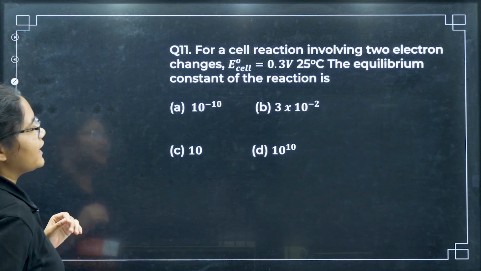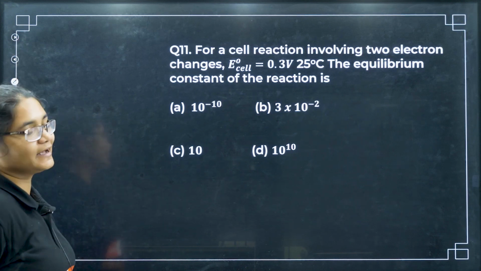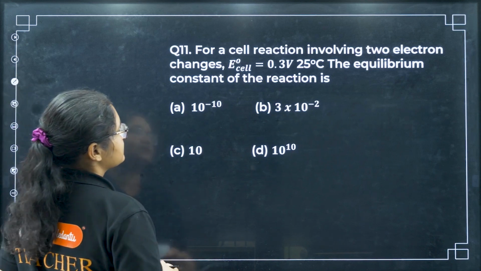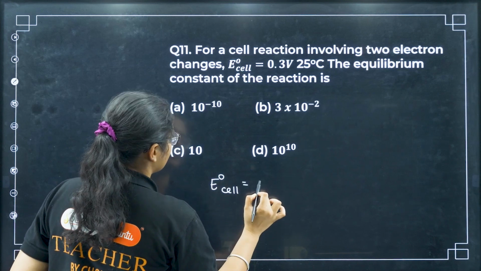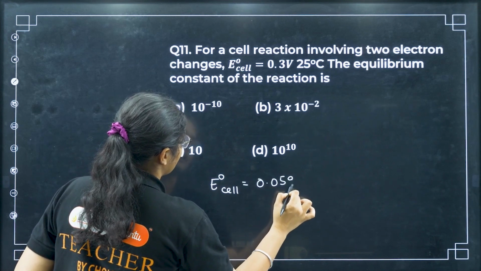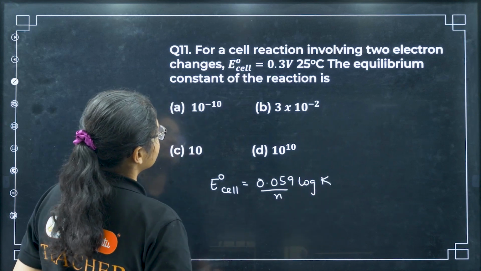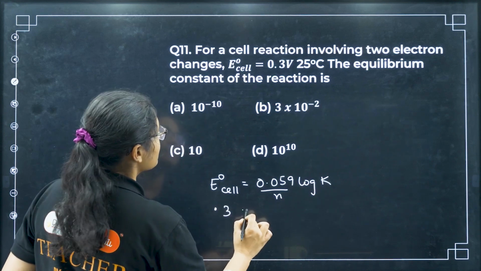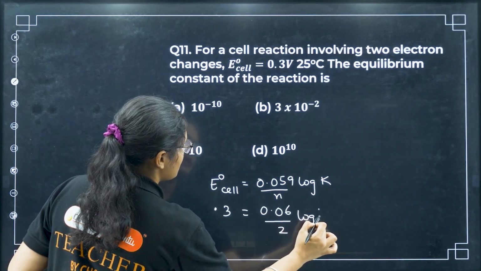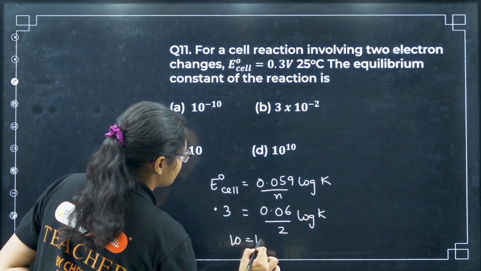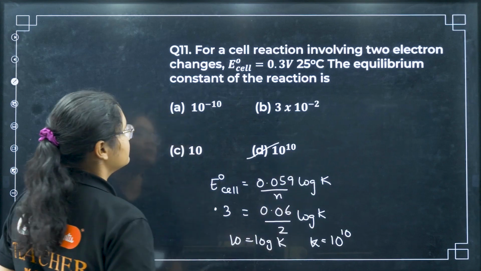Next. For a cell reaction involving 2 electron changes, E0 value is given, then the equilibrium constant of the reaction is. So you can see here, E0 of the cell is equal to 0.059 by n log of K, right? What is the E0 value of the cell given? 0.3. Okay. This one I will write as 0.06 divided by 2 log of K. Now if I solve this, I will get 10 is equal to log of K. So K will be equal to 10 to the power of 10. That is option number D here.